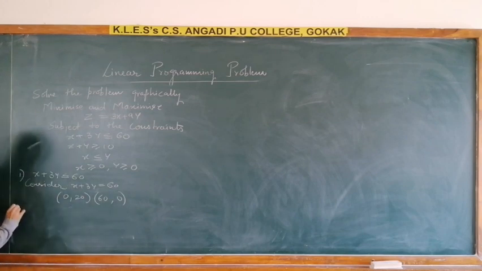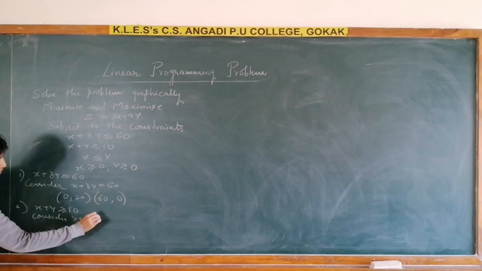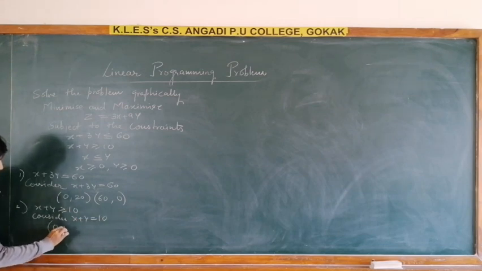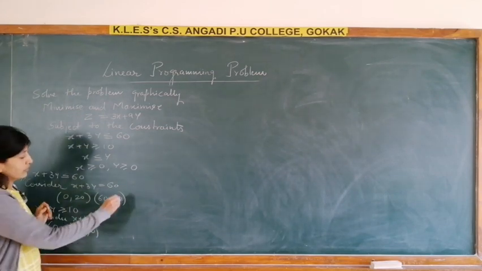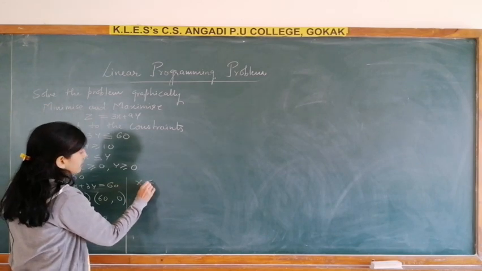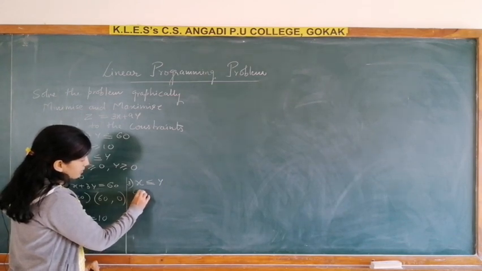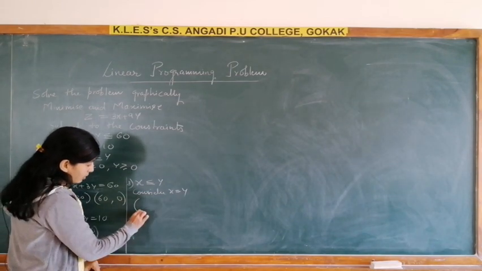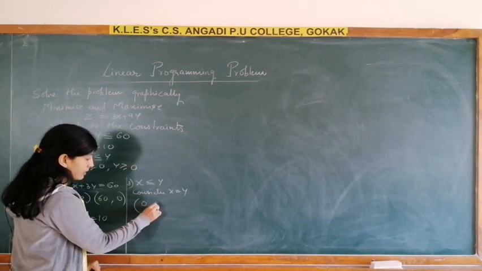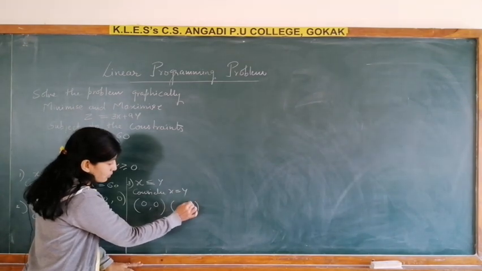It is simple. Second one, x plus y greater than or equal to 10. Again consider x plus y is equal to 10. When x is 0, y is 10. When y is 0, x is 10. Third one, x is less than or equal to y. This is the third constraint. Okay. So here what is the equation? Consider x is equal to y. See here, now when I take x is 0, I will get y 0. When y is 0, x is also 0.